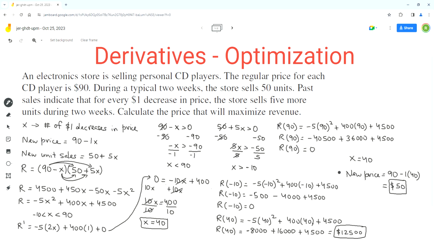So these are the steps you have to keep in mind to solve a problem like this one. It's very important to first identify the variable that we can use to write the equation. Then we figure out the expression for the new price and the new unit sales, and then we use that to write the revenue function.